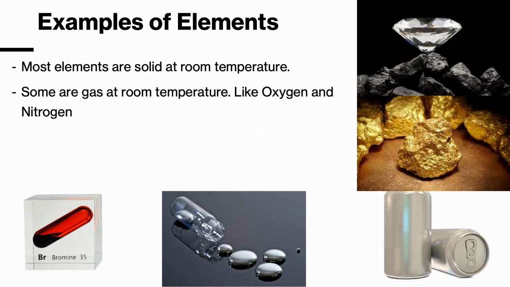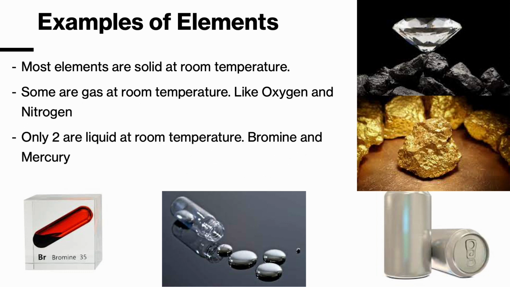Some are gas at room temperature, like oxygen and nitrogen. But only two are liquid at room temperature, bromine and mercury. These are the only two elements that are liquid at room temperature, and they also have to be handled as very hazardous materials.